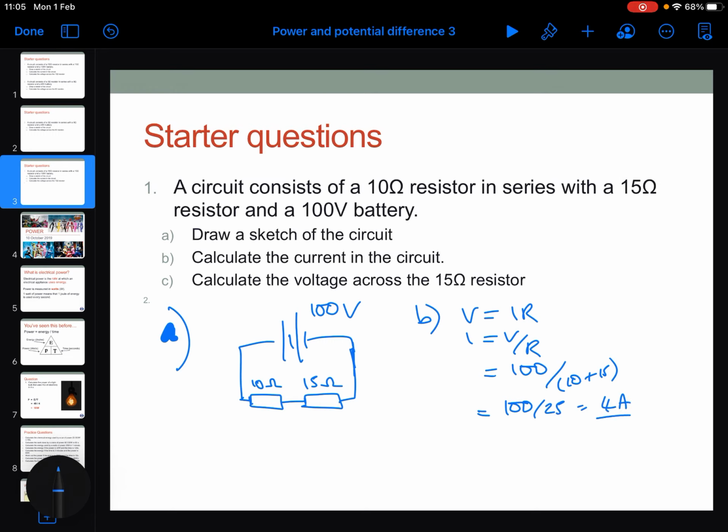Notice that I underline my answer here. That's just really good practice. If you're ever doing an exam question, in fact any question, underline your answer, it makes it really easy for the examiner to spot, and you're more likely to get marks.